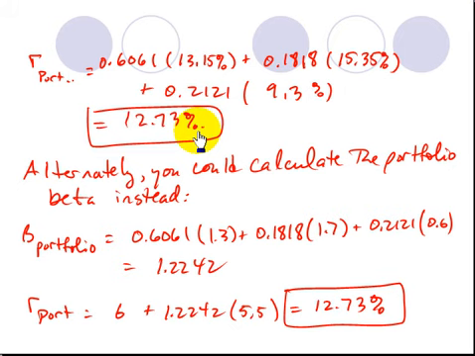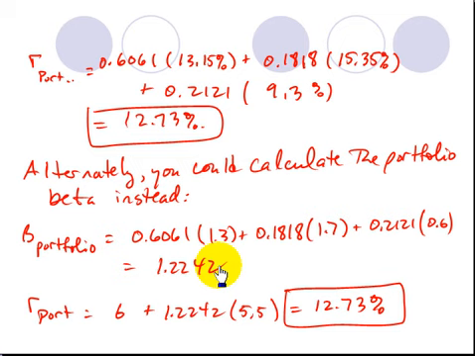Alternately, and this is a completely equivalent way of doing the calculations, you could instead calculate the portfolio beta, or I might actually ask you to calculate the portfolio beta. You calculate the portfolio beta as the weight on Bush times its beta plus the weight on Mountain times its beta plus the weight on Nortec times its beta. And so this portfolio has a beta of 1.22.